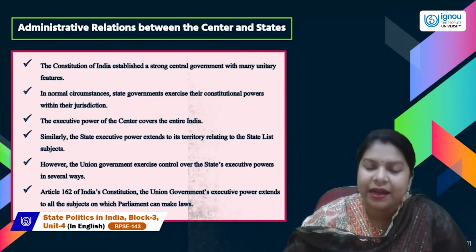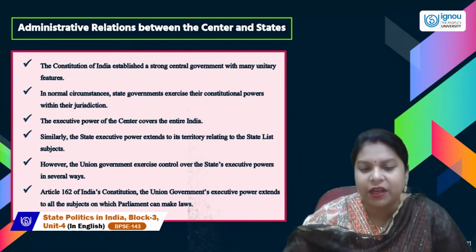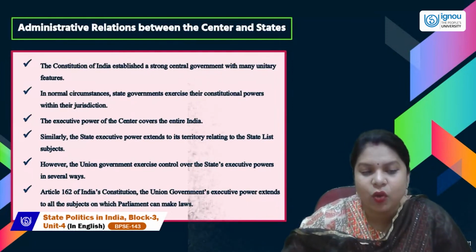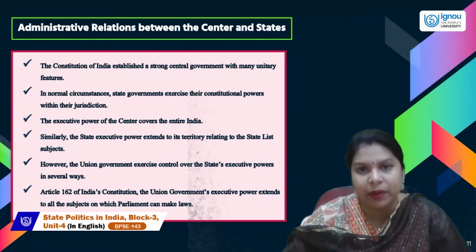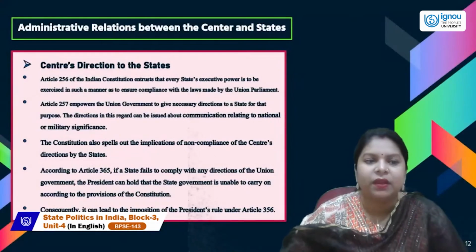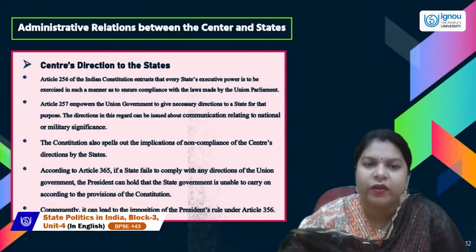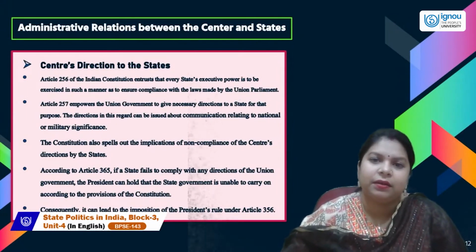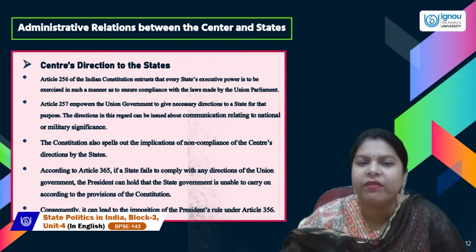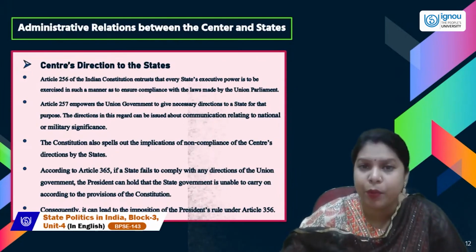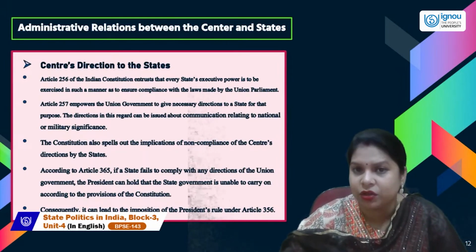Let's see Article 162 of the Indian Constitution. The union government's executive power extends to all the subjects on which Parliament can make laws. So, Article 162 says that. Now, moving forward, we will look at how the center plays a role with the states and how the center's direction to the states is important, and it is written in the Indian Constitution.